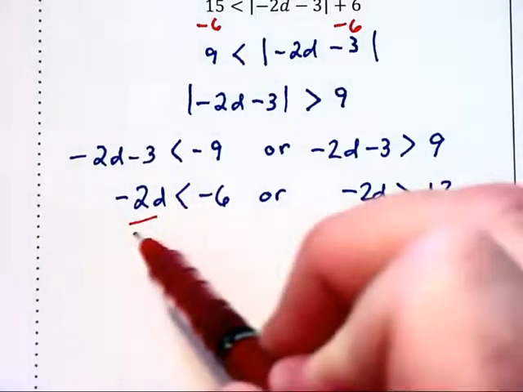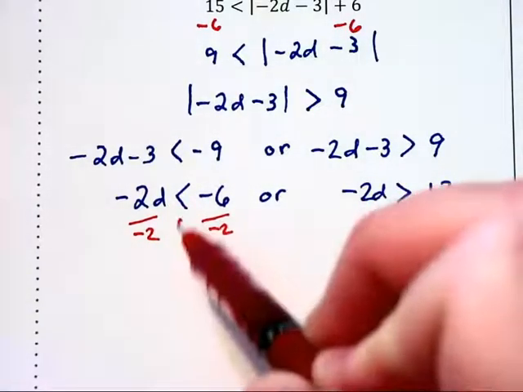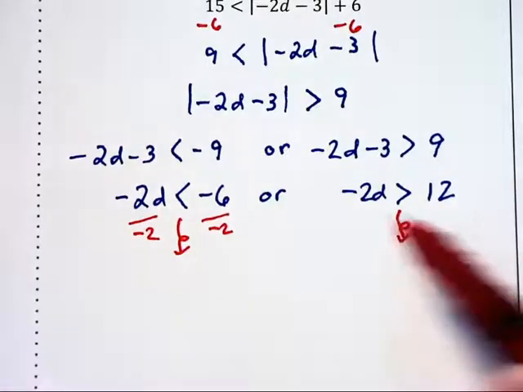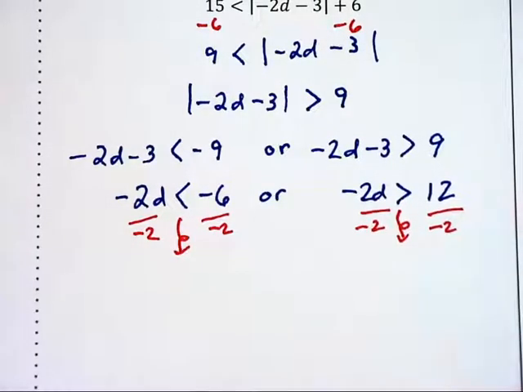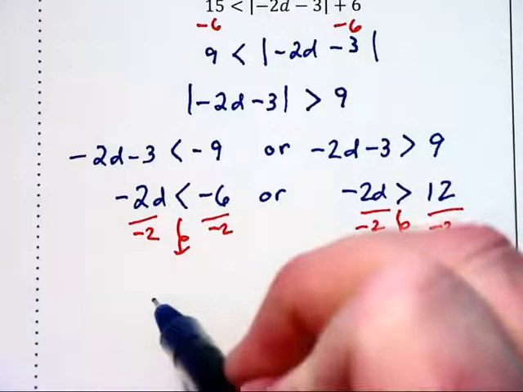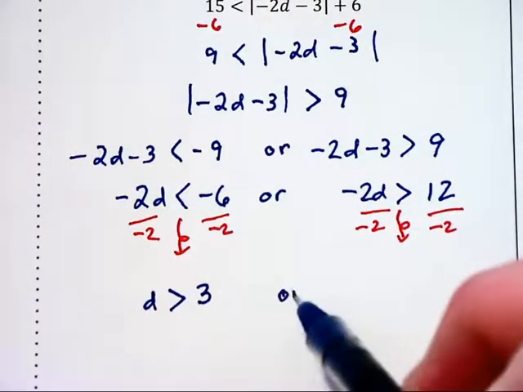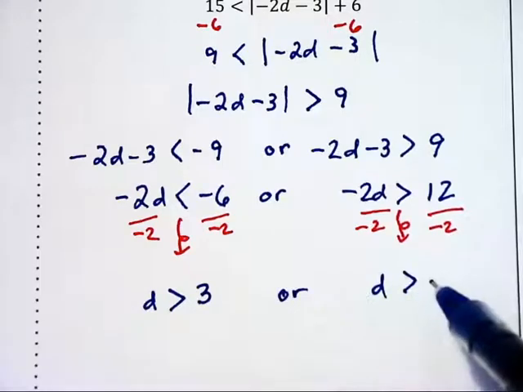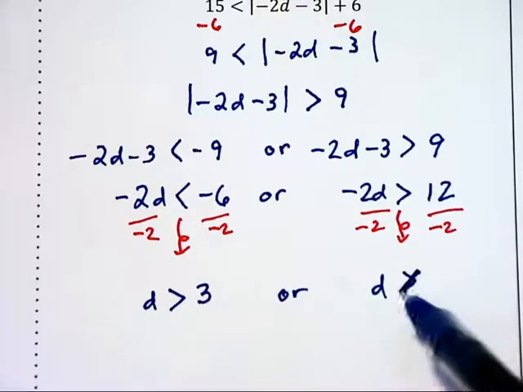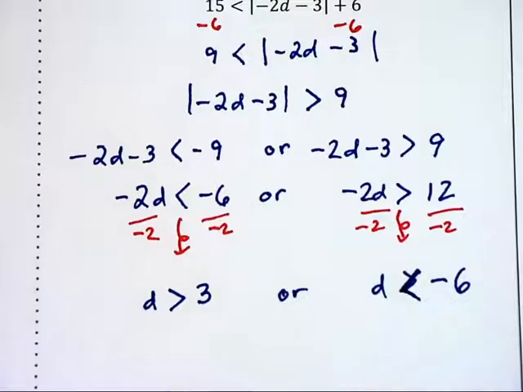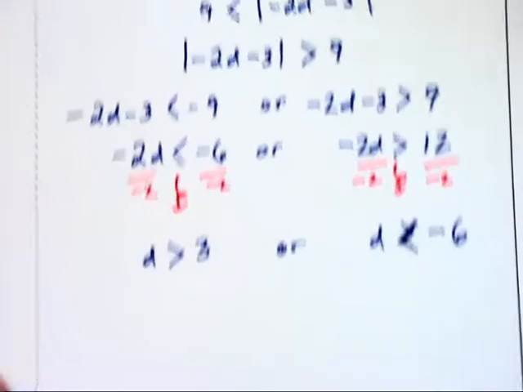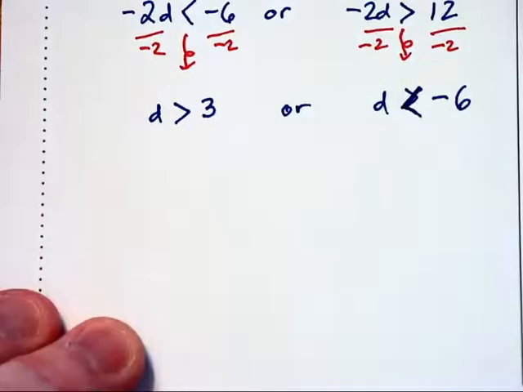Then, when we divide each side by negative 2, we're going to change the direction of the inequality. And this will give us d is greater than 3, or d is less than negative 6. Okay, let's take a look on a number line at what this looks like.